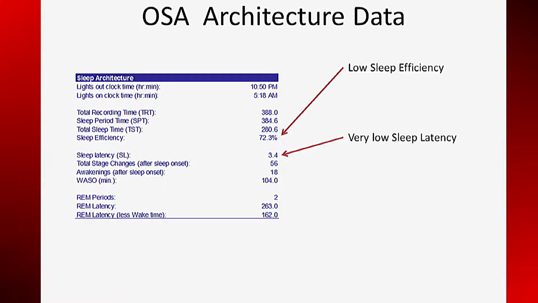The sleep latency is very low. Normal is 15 to 24. Anything less than 10 is consistent with sleep deprivation. The REM latency is high. Some of this abnormality is due to the prolonged period of being awake.